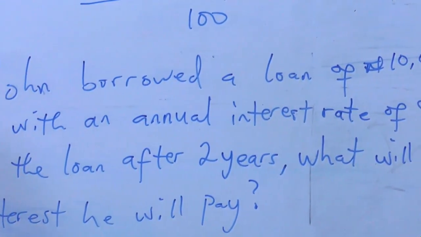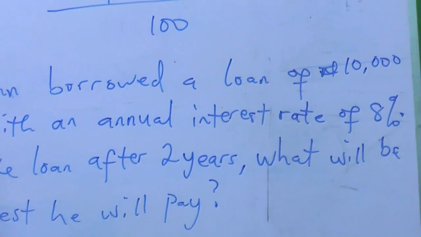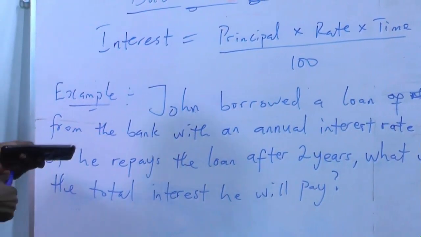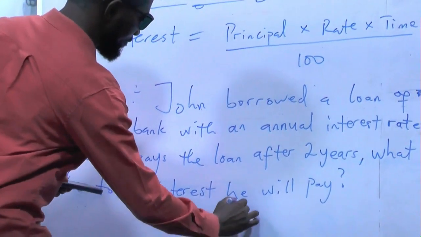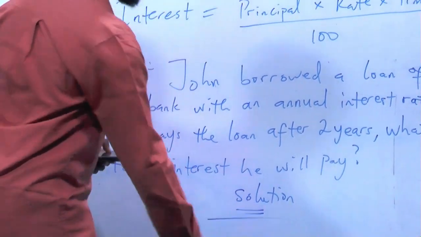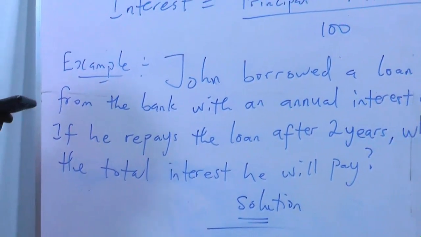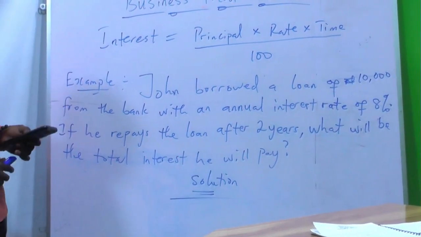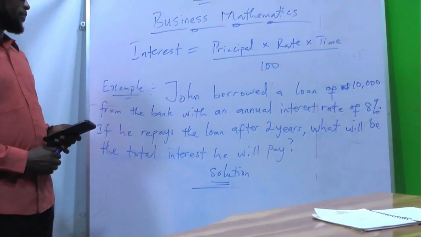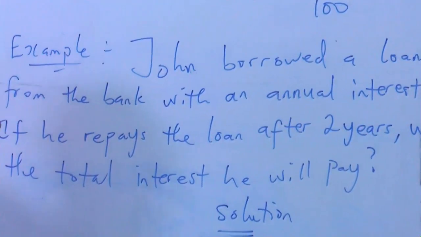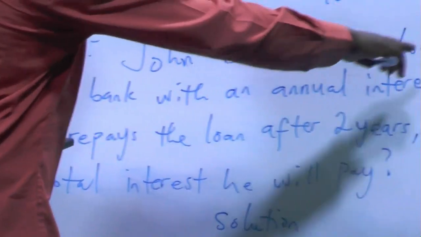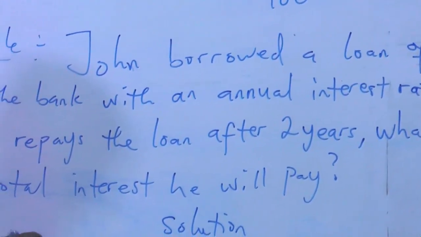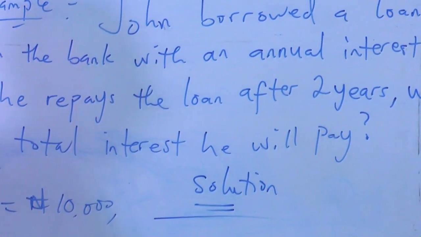Alright, this is the question. I think you can all see it, so you can write it down so that we can solve it immediately. Now, solution. How do we go about it? Before you can solve this question, don't forget that there is a formula we're going to apply. The first thing is we bring out the principal. What is our principal? The principal there is the money borrowed from the bank, which is a loan from the bank. So we write it out as principal P, which is equal to 10,000 naira. That's the money we borrow from the bank, right?